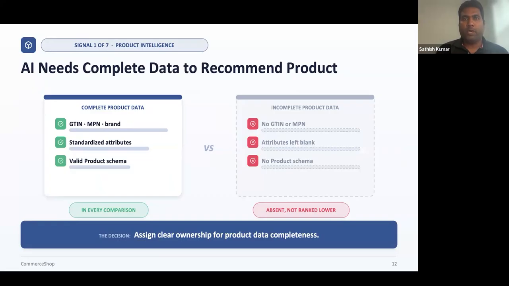Let's start with product intelligence. For AI to completely read your data, they need the GTIN and the standard attributes. For example, if it is a pizza oven, the size, weight, all those basic standard attributes required for the product have to be there, and valid product schema and product rich snippets need to be shared with these tools. It's similar to how you share to Google's Merchant feed and Google's search crawlers. You need to share it with these tools. If you don't have that, it may not recommend your product.